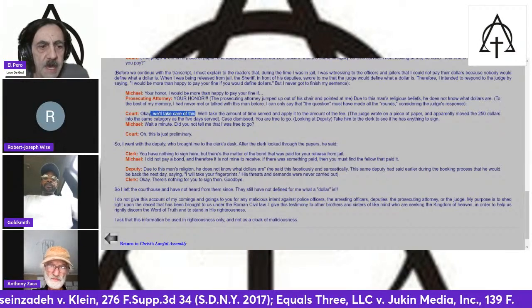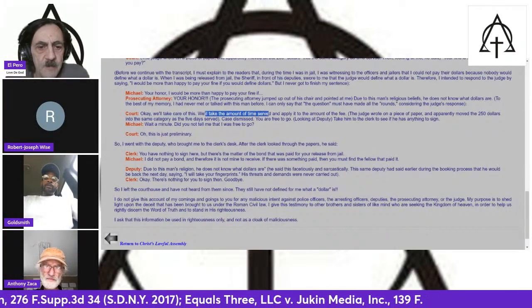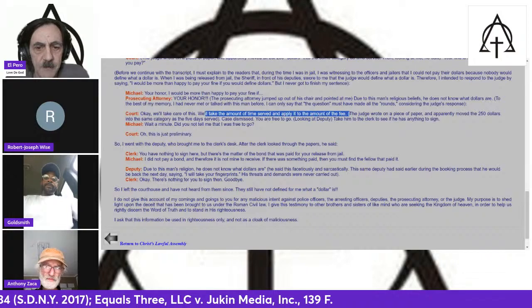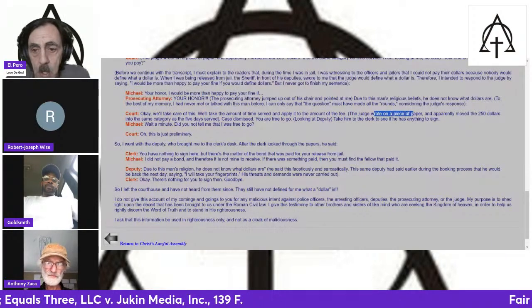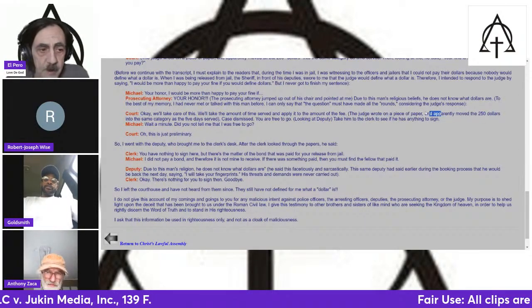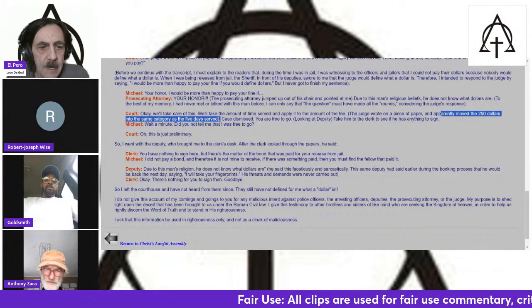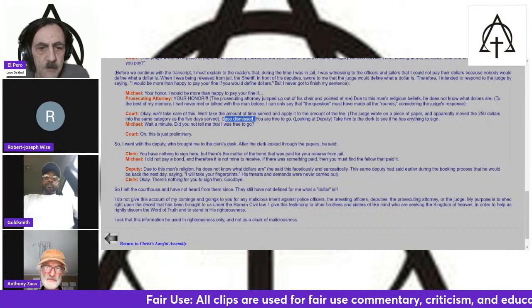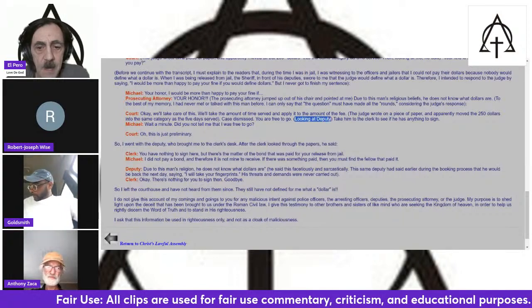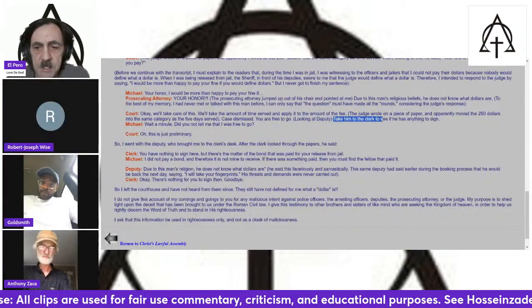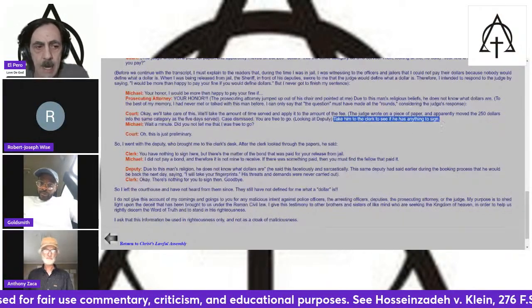Okay, we'll take care of this. We'll take the amount of time served and apply it to the amount of the fee. The judge wrote on a piece of paper and apparently moved the $250 into the same category as the 5 days served. Case dismissed. You're free to go. Looking at deputy, take him to the clerk to see if he has anything to sign.